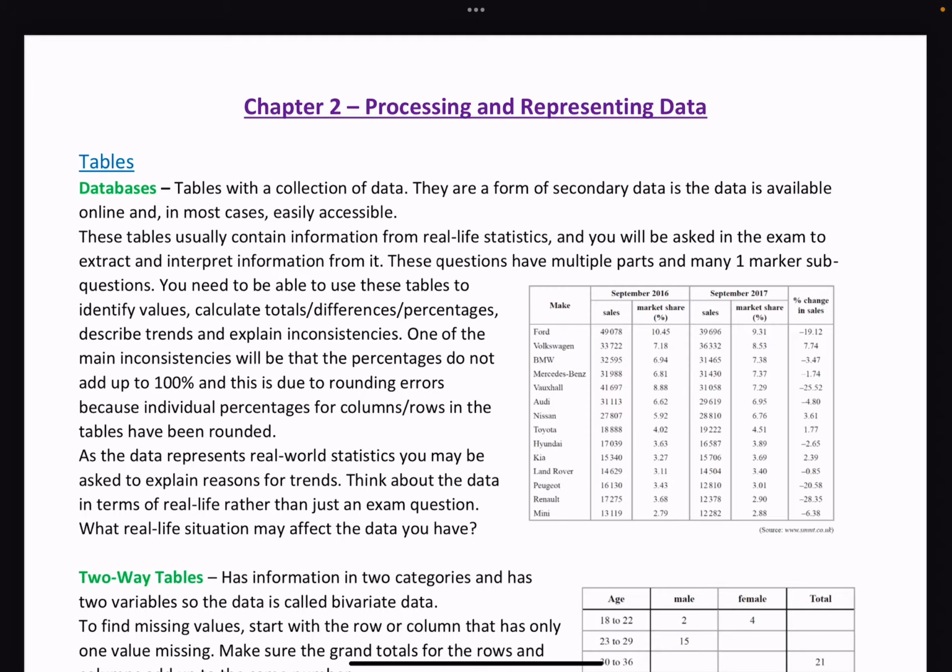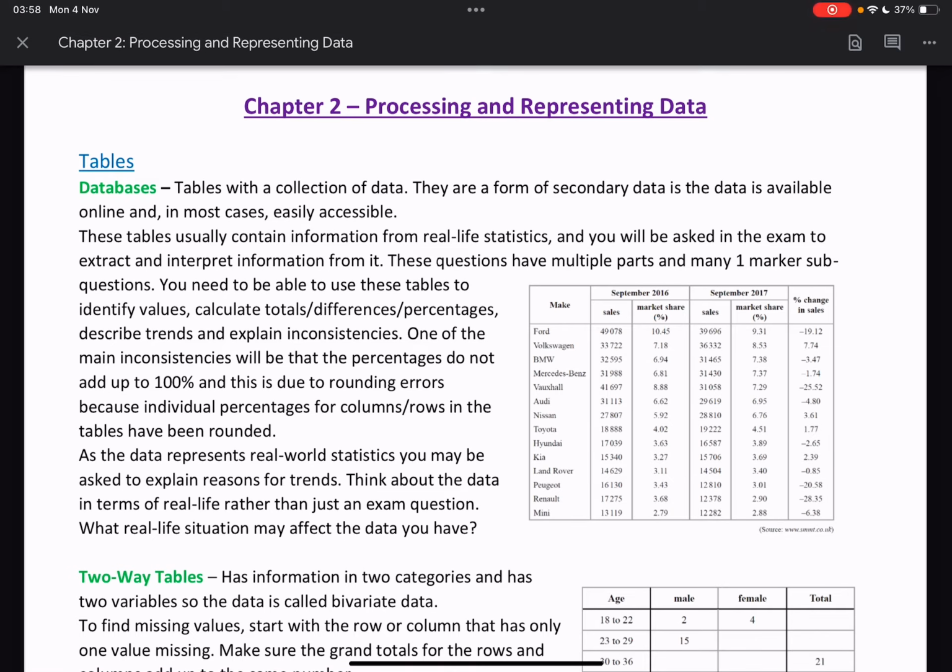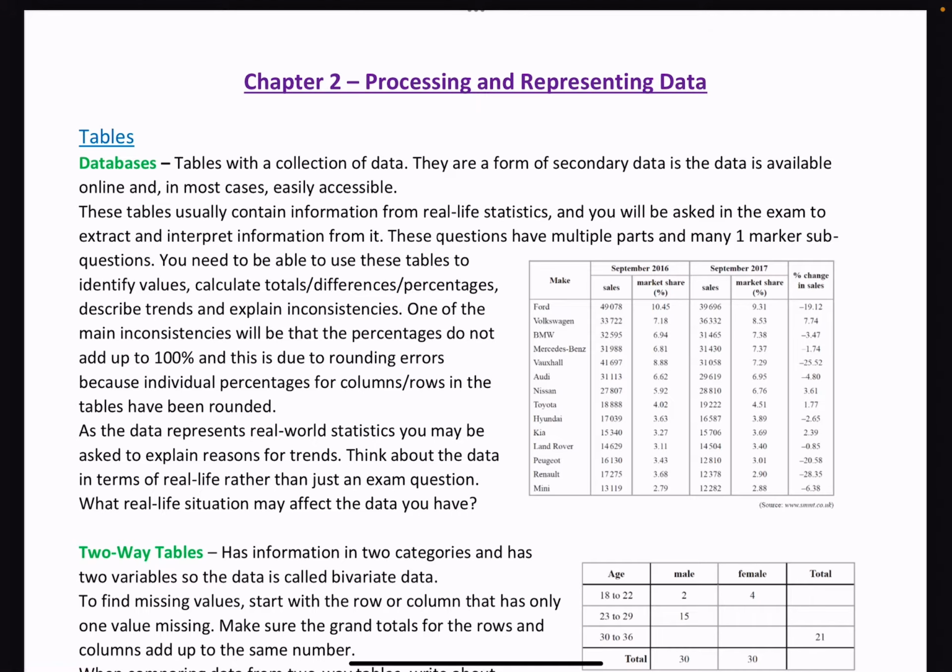We have this definition from this lovely summary of this chapter provided by the Stats Academy. Databases are tables with a collection of data. They are a form of secondary data that is available online and in most cases easily accessible. Remember, secondary data is data collected from other sources and freely available in most cases for you to access. So if you see a database, most likely it's going to be secondary data, unless you've collected it yourself or on your behalf. In that case, it is primary data.